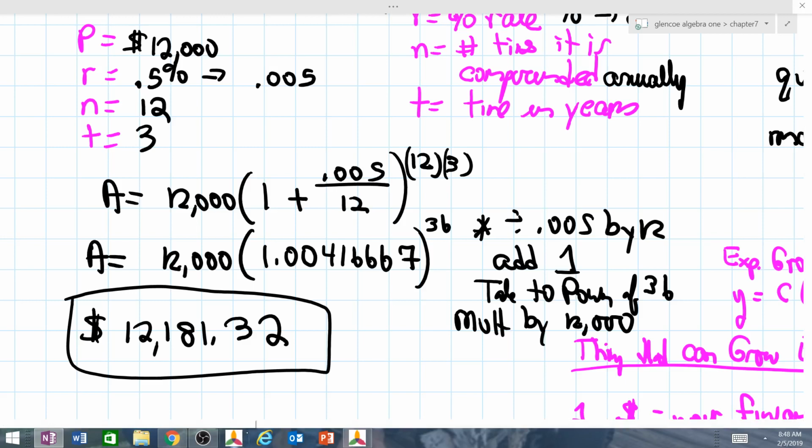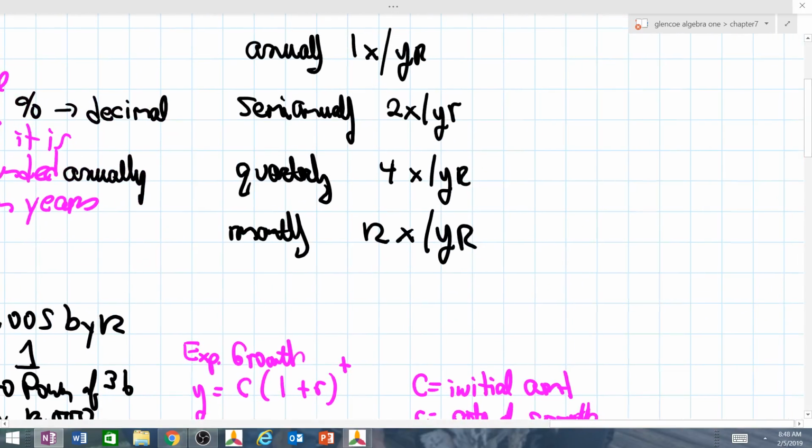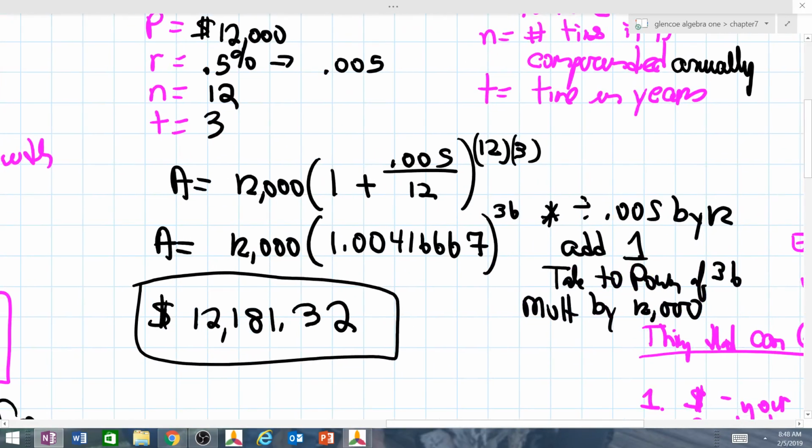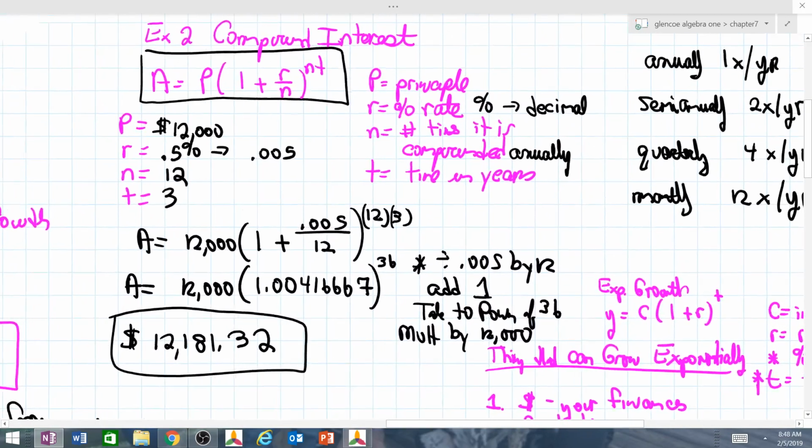Question? Yes? Well, you must have hit something wrong. Clear your calculator. Yes? It says it's compounded monthly. So let's look back over here. Annually is 1, semi-annually is 2, quarterly is 4, monthly is 12. That's how we got it. Does anybody have a question on compound interest? Yes.